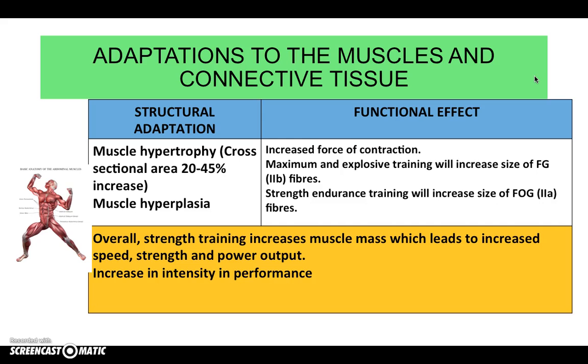Why is this beneficial? Why does this structural adaptation benefit us in context to adaptations? Increases force of contraction. As you can see again, force of contraction. Maximum explosive training will increase size of fast glycolytic fibers. Strength endurance training will increase size of fast oxidative glycolytic fibers, but mainly force of contraction. Overall, we're going to get increased speed, strength, power output.